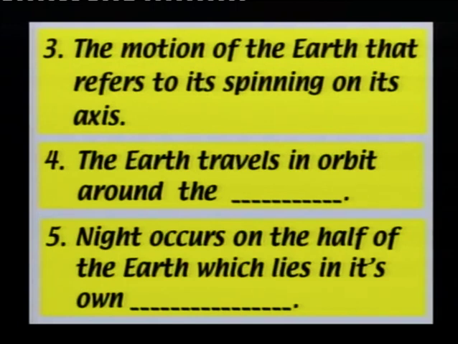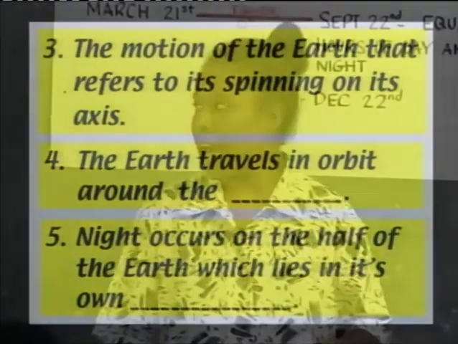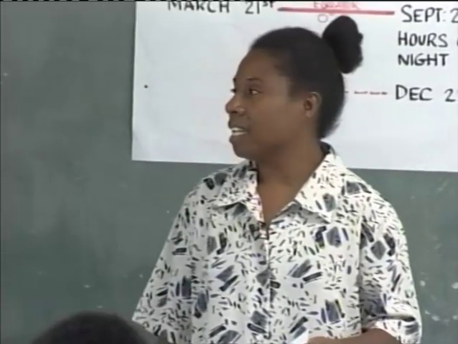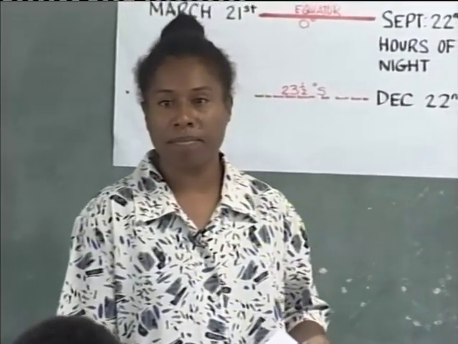The Earth travels in orbit around the Sun. Okay, the word that should go there is sun, correct? Question 5. Night occurs on the half of the Earth which lies in its own axis. He's given the word axis. We double check. Does it make sense in that context? Night occurs on the half of the Earth which lies in its own axis.